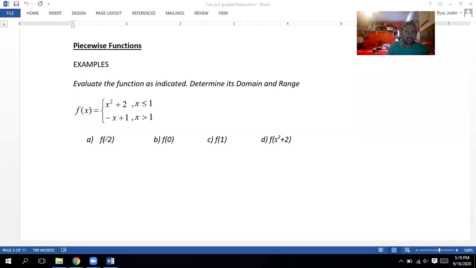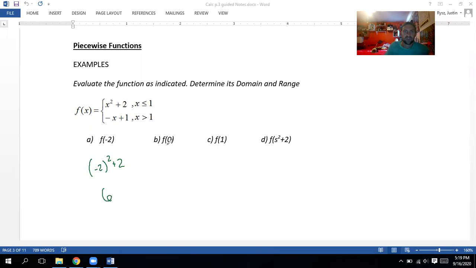So this first one, we've got f of -2. Which one does -2 go into? Is it less than or equal to 1, or is it greater than 1? It is less than 1, so we're going to plug it into the top one. That's going to be -2 squared plus 2, so that's 4 plus 2, which is 6. So we plugged it into the top.